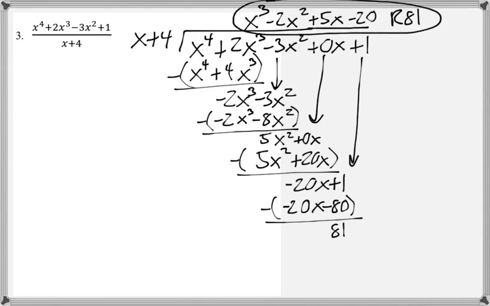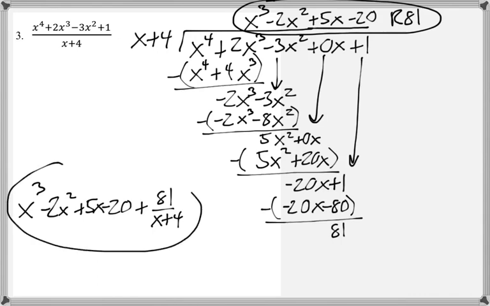The other way to write that they want us to write is x cubed minus 2x squared plus 5x minus 20, and then put the remainder over x plus 4. So what we're dividing by. So those are the two forms of my answer. Sometimes they'll want that form, sometimes they'll want that form, sometimes they'll want both.